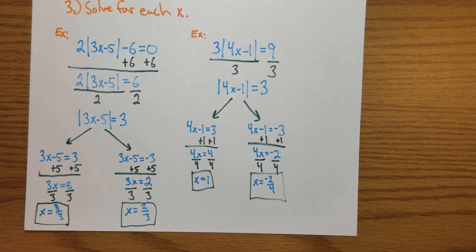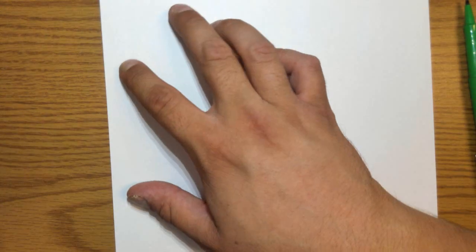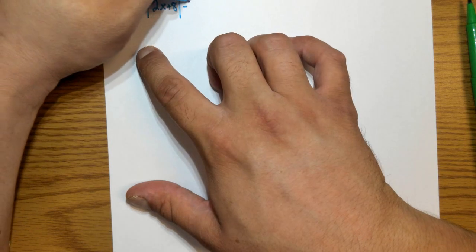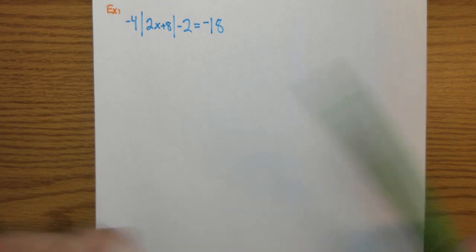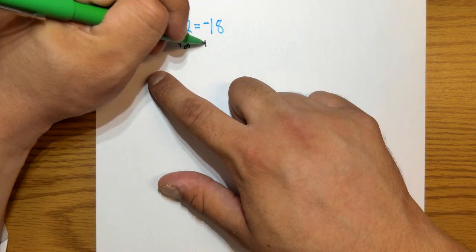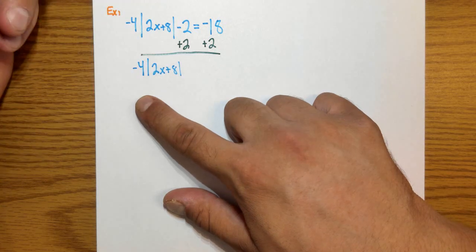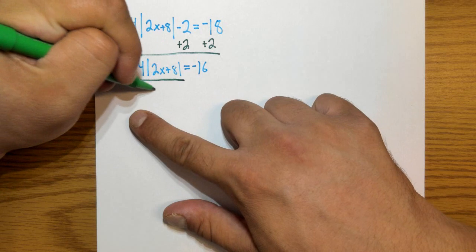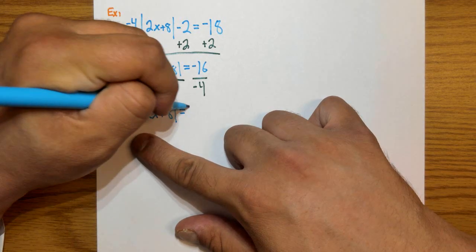Let's go over a couple more just to make sure we get this down. Let's say that we have an ugly one. Let's say negative 4, absolute value 2x plus 8, minus 2 equals negative 18. So again, let's get the absolute value by itself. So we're going to add 2 first. We want to move that 2 over. So we'll have negative 4, absolute value of 2x plus 8, equals negative 18 plus 2, which is negative 16. And then divide both sides by negative 4 because it's outside of the absolute value signs. So the absolute value of 2x plus 8 is equal to positive 4.